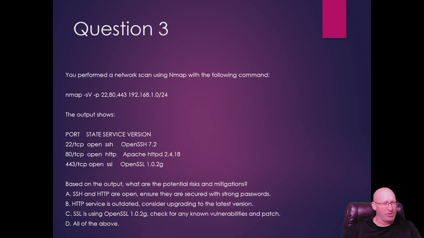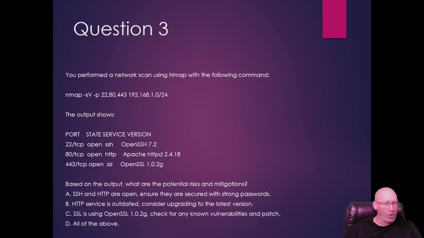C. SSL is using OpenSSL 1.0.2g. Check for any known vulnerabilities and patch. Yeah, I would want to do that. Those are all things that I would want to do. And then D, all of the above. I feel like it's going to be D. All of these are potential risks, and all of them have valid mitigation strategies associated with them.